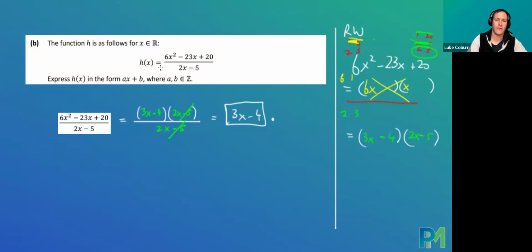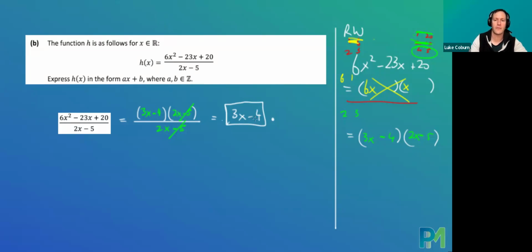The function h is as follows. It's just a function. We're calling it h. Normally we call functions f of x, but we don't really care. This one happens to be called h of x. And we want to express h of x in the form ax plus b, where a and b are elements of Z. So we start with this.